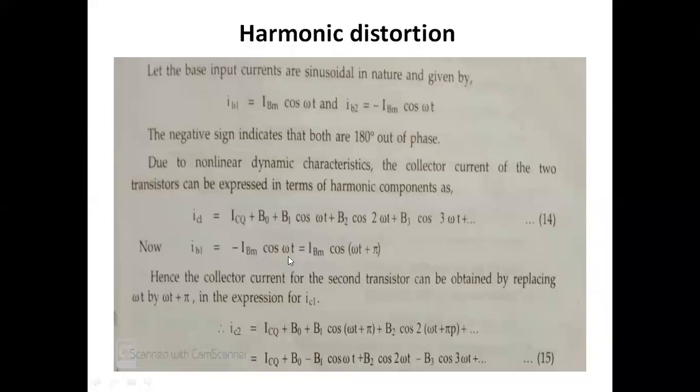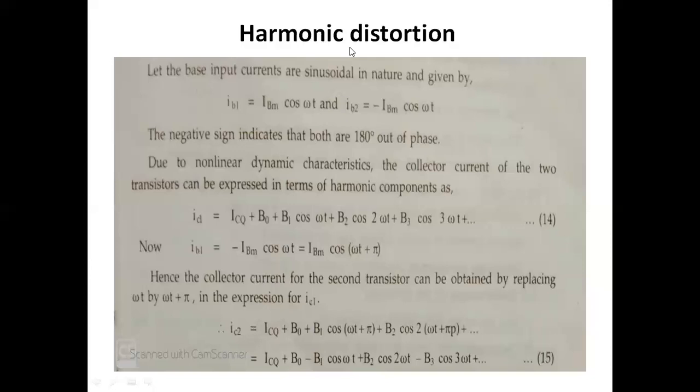Okay, so this can also be written as IB = IBM cos(omega t + phi). Phi means 180 degrees. Sorry, cos(180 degrees + theta) becomes -cos theta. So that's why this expression can also be written as -cos(omega t). Okay, so this is the base current of the second transistor.